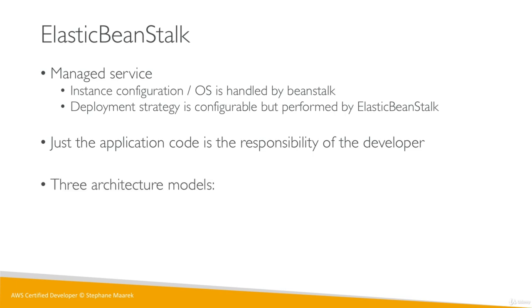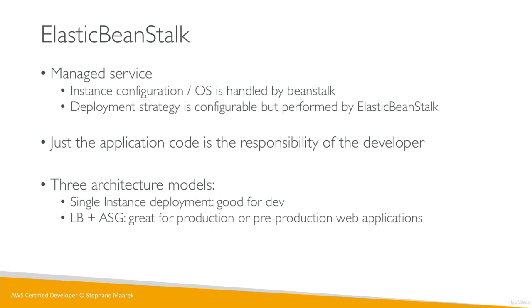There's 3 architectures model for Beanstalk. You have a single instance deployment, which is good for dev. So you have a whole environment that's going to be one instance. Then you have a load balancer and an auto-scaling group. That's great when you do production or pre-production for your web applications and you want to see how they react at scale. And then if you just want to have an ASG, so no load balancers, it is great when you do non-web apps in production, such as you have workers or other kind of models that don't need a load balancer or don't need to be accessible.